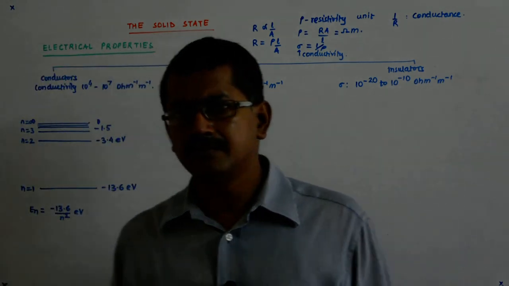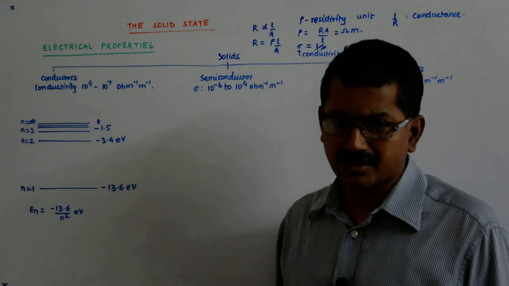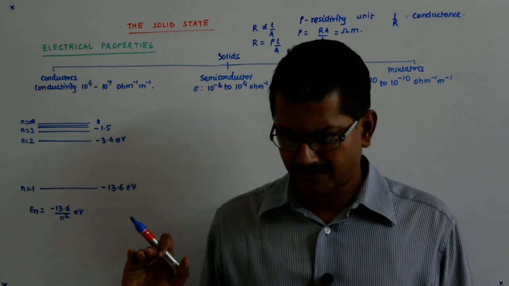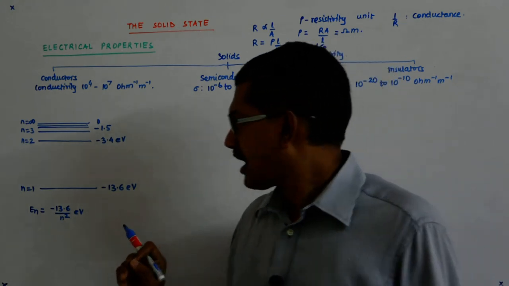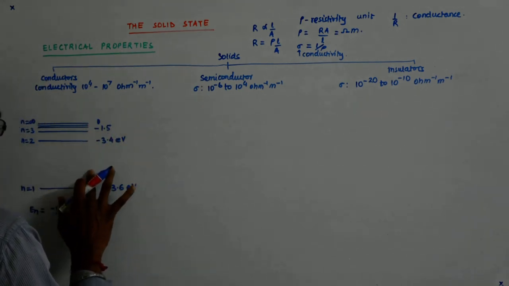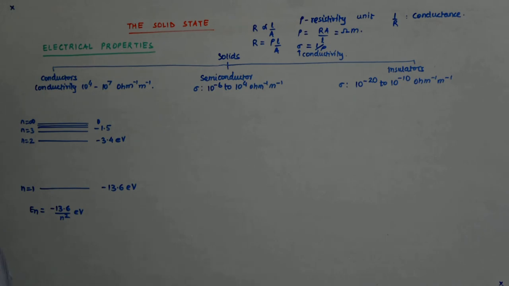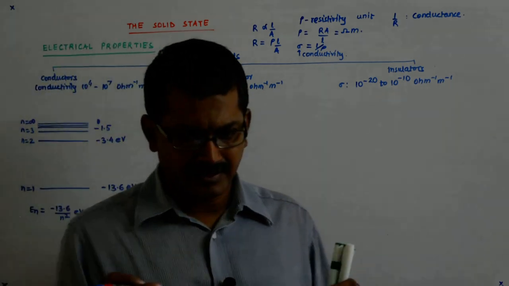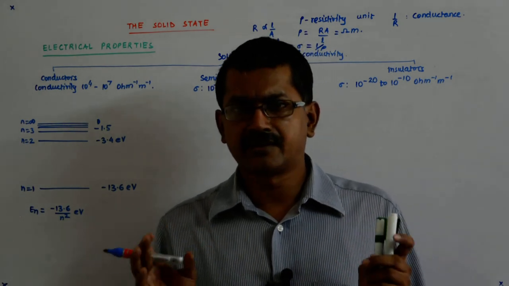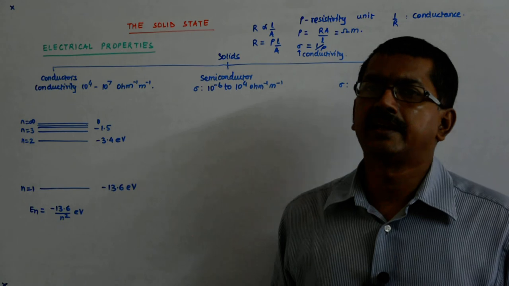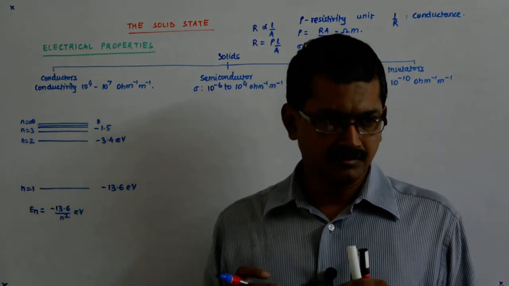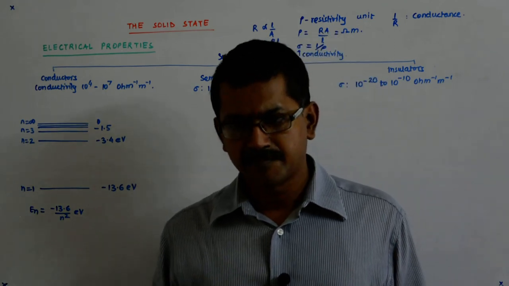So for a gaseous atom, these are the energy levels. They are called discrete energy levels because they are very sharp lines. Now what happens when these atoms start coming together, nearer and nearer? From the gaseous state, first of all they become liquid and then they become solid.